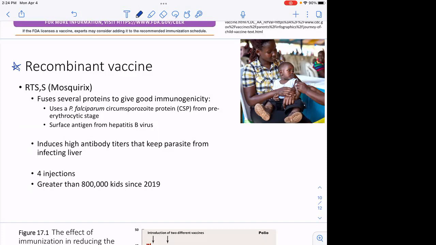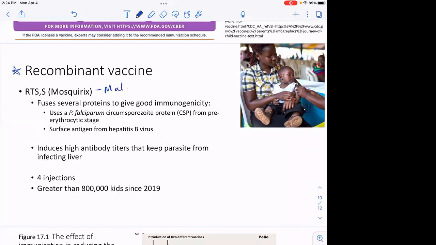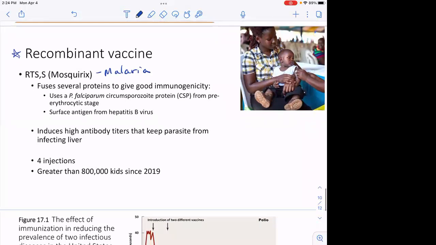A recombinant vaccine, what does that mean? Well, they've taken parts of pathogens. In this case, let me write malaria on here because I actually never wrote that anywhere. They've taken part of the pathogen that causes malaria, Plasmodium falciparum. There's this protein. Remember, malaria has all these little stages that we've got all this terminology for, but this is a stage of the malaria right before it enters our liver. Remember, that's the first stage.